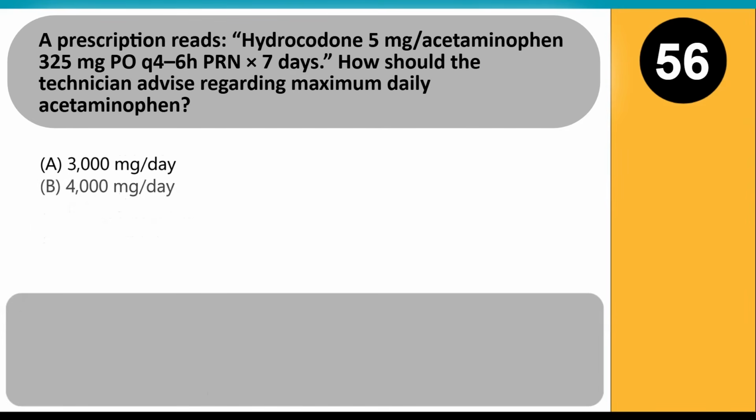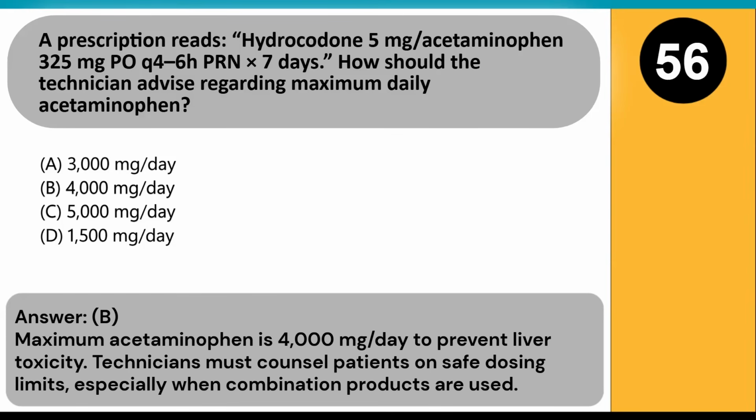A prescription reads, hydrocodone 5 mg per acetaminophen 325 mg PO q4-6h PRN times 7 days. How should the technician advise regarding maximum daily acetaminophen? A. 3,000 mg per day. B. 4,000 mg per day. C. 5,000 mg per day. D. 1,500 mg per day. Answer B. Maximum acetaminophen is 4,000 mg per day to prevent liver toxicity. Technicians must counsel patients on safe dosing limits, especially when combination products are used.